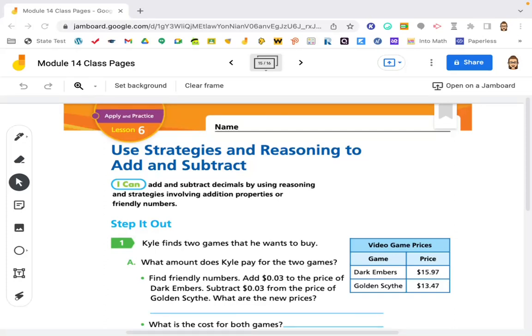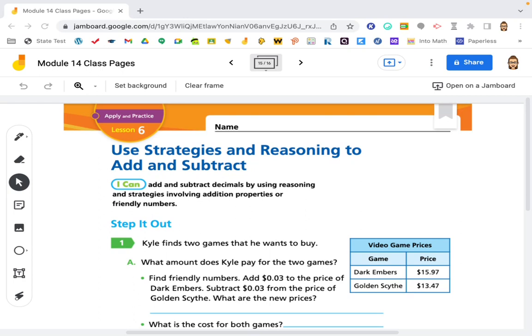Hello, my mathematicians. Today we are looking at Module 14, Lesson 6, which is all about using strategies and reasoning to add and subtract. Hopefully, by the end of this lesson, you'll be able to add and subtract decimals by using reasoning and strategies involving addition properties or friendly numbers.